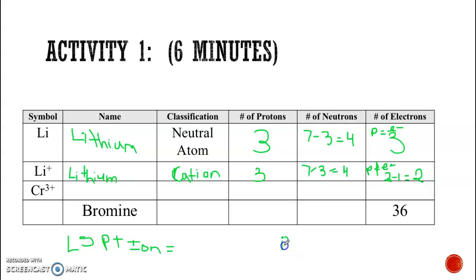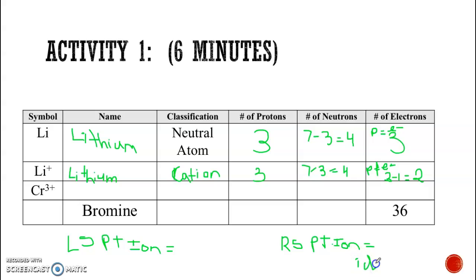However, if you're on the right side of the periodic table, your name ends in "ide." So you're not going to see fluorine ion. You're actually going to see fluoride. You're not going to see bromine ion. You're going to see bromide. So the name ends in "ide."